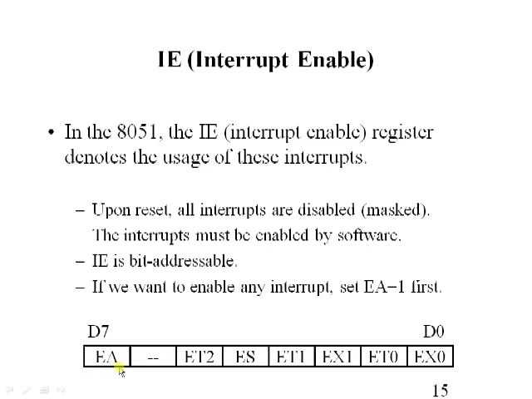Now, EA is a global enable bit. If we want to enable any kind of interrupt, then this particular bit should be programmed to 1, and later on we have to program any of these bits for enabling the respective interrupt. So EA should be 1, and then if I want to enable the serial communication interrupt, this particular bit should be programmed to 1. If EA is 0, then even if we program any of these bits, it will not enable the interrupt.